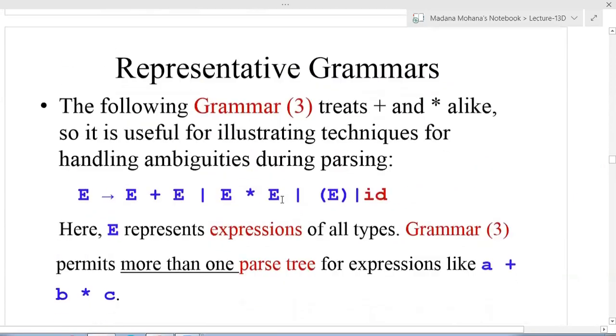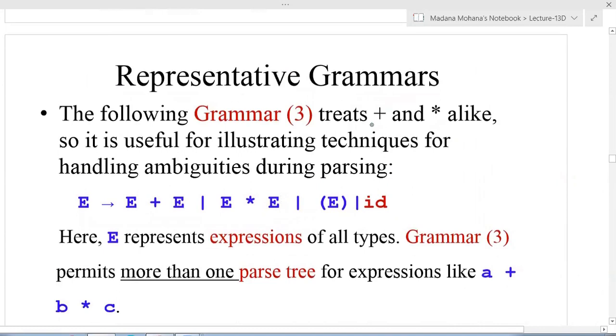Then another example, let us see the following grammar 3. It treats plus and asterisk alike, so it is useful for illustrating techniques for handling ambiguities during parsing. These types of grammars are used for handling ambiguous grammars. Here you can see we start with a single variable: E derives E plus E, then E into E, then E within parentheses or ID. Previously grammar 1 had E, T, F variables, but here there is only the single variable E.